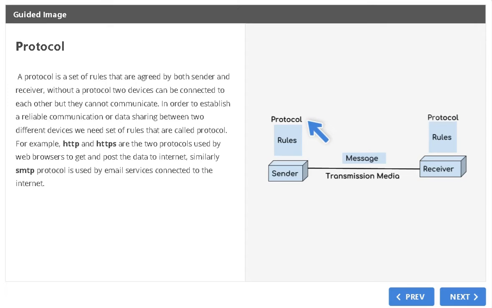Protocol: a protocol is a set of rules that are agreed by both sender and receiver. Without a protocol, two devices can be connected to each other but they cannot communicate. In order to establish a reliable communication or data sharing between two different devices, we need a set of rules that are called protocol. For example, HTTP and HTTPS are the two protocols used by web browsers to get and post the data to the internet. Similarly, the SMTP protocol is used by email services connected to the internet.